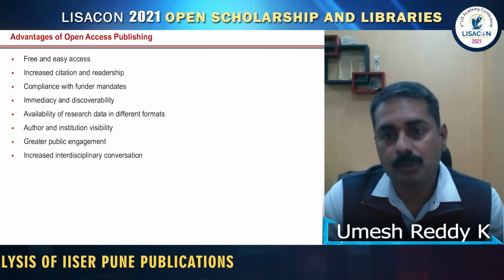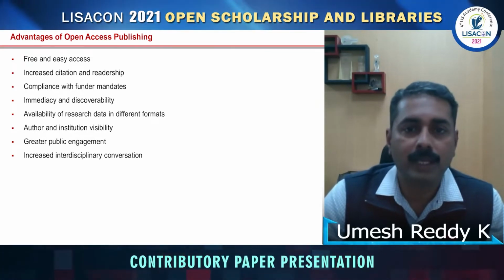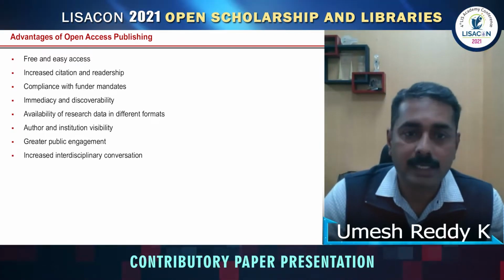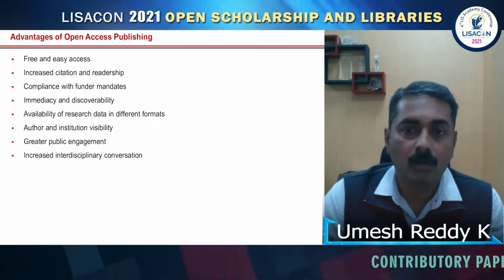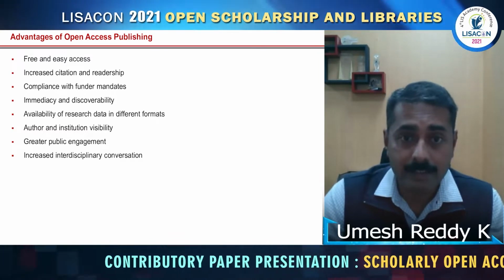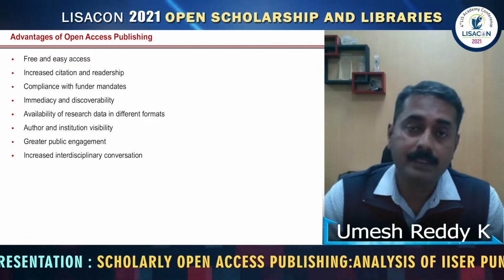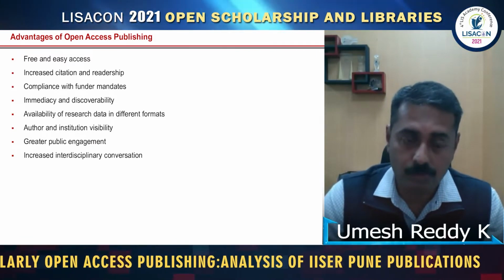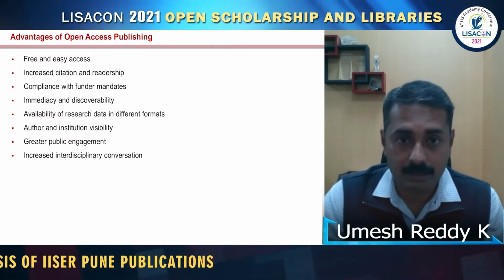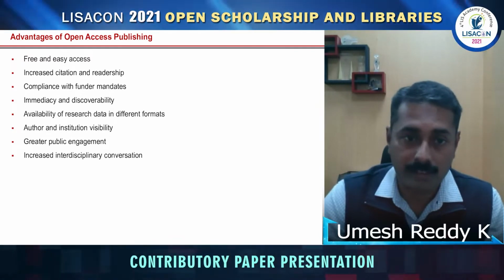Many studies have shown that open access academic works are viewed much more than those that require subscription to access. Since open access research gets higher viewership, the number of citations also increases. Compliance with the funder mandates can be achieved with open access publishing. Many funding agencies nowadays are making it mandatory for the researchers to publish the research supported by them in open access model. So compliance can be maintained with this open access publishing.